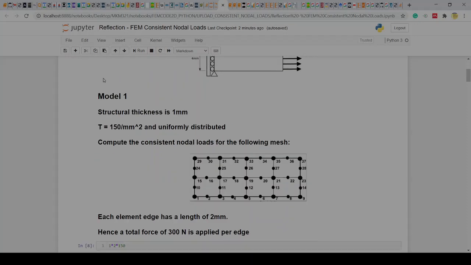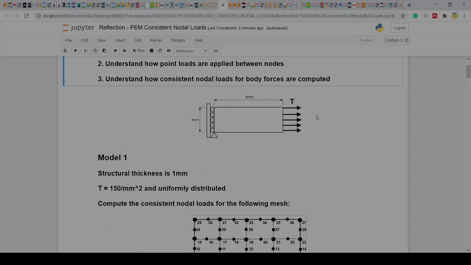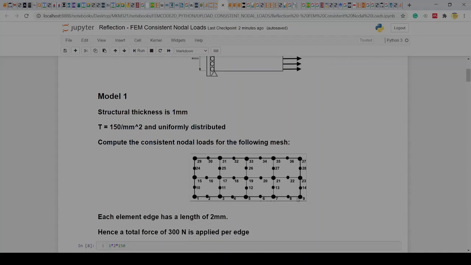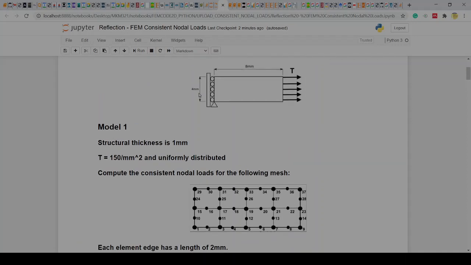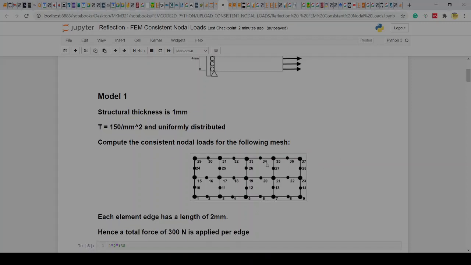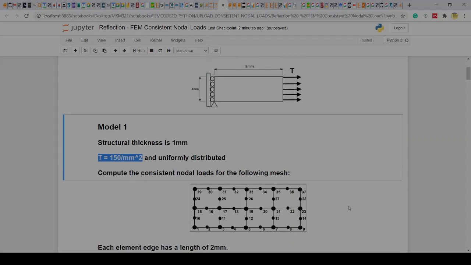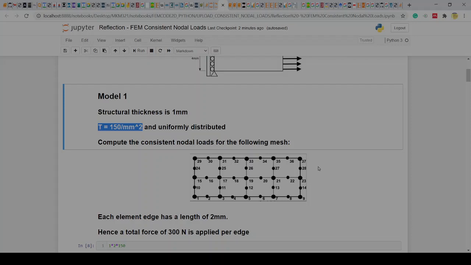Okay, so our first model is a uniform distributed load over this mesh. We've got two elements, so if you look at the height here, it's 4 high, 8 long, 1 thickness. What we want to apply is essentially a uniformly distributed load T of 150 newtons per millimeter squared on this edge. So in the end, we expect to see a uniformly distributed 150 MPa. That's what we know the answer should be. We're essentially applying 150 MPa traction on this right hand edge.